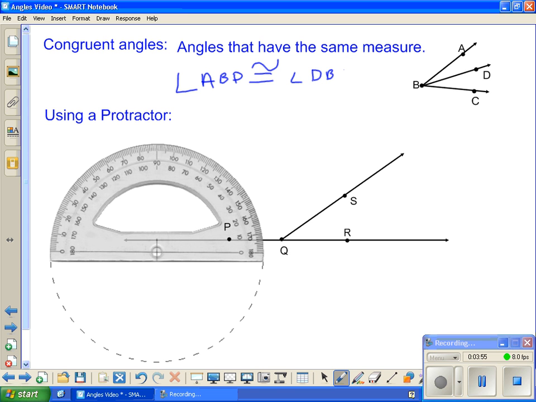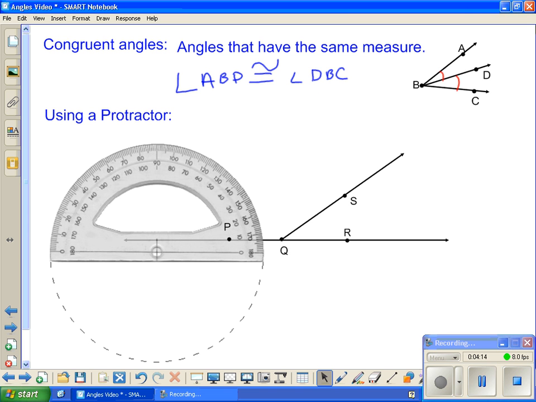The way that I show that in my picture is I can put little tick marks here. Those little red arc lengths there signify that angle ABD is congruent to angle DBC.